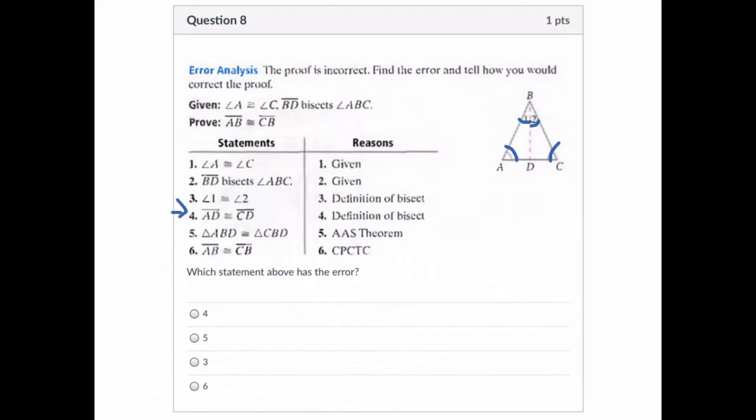Then it has the triangles being congruent because of angle, angle, side. They did miss out that BD is reflexive to BD. But the statement that is wrong here is definitely number 4.